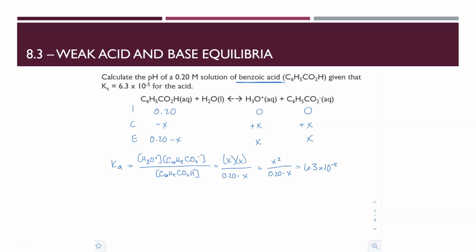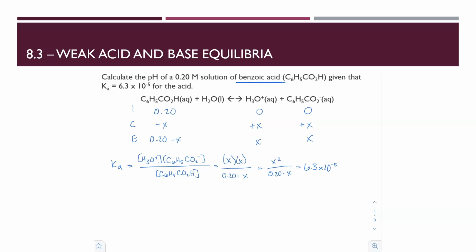Now, because we have the minus X in the denominator, we could work this out using a quadratic. So we'd move the denominator over to the right-hand side by multiplying it by the Ka. Then we'd move it back over to the left. We'd have a quadratic equation. We could solve for our X value.